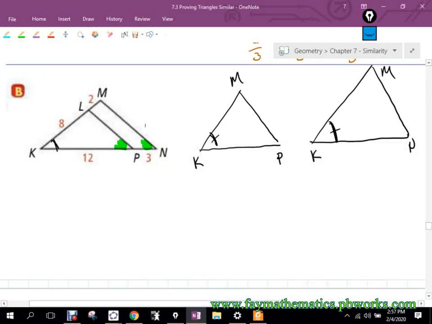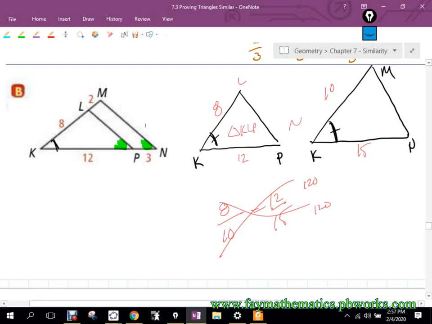So what would K to P be? 12. K to M is, I mislabeled that point. It's KL. K to L would be 8, right? K to M is 10. K to N is 15, right? So if these are going to be similar, shouldn't 8 compare to 10, like 12 compares to 15? Cross multiply, I get 120 there. Cross multiply, I get 120 there. So I can say that triangle KLP is similar to triangle KMN.